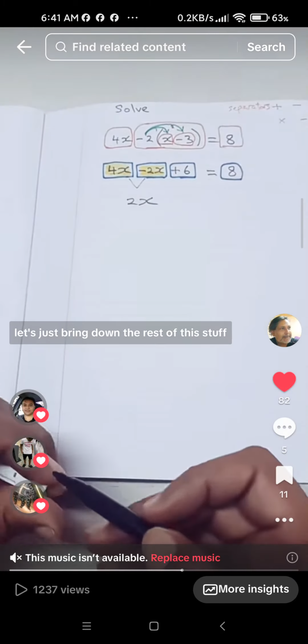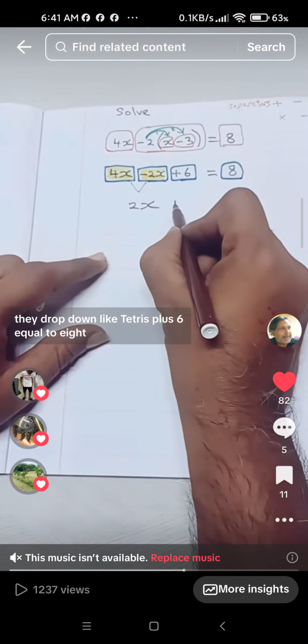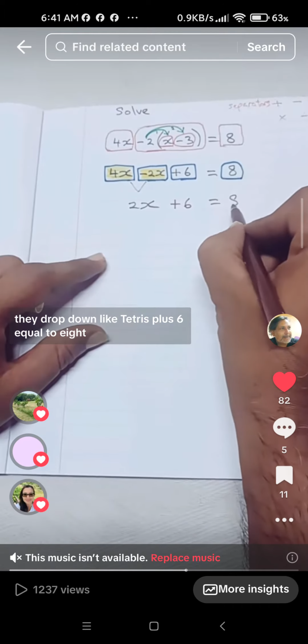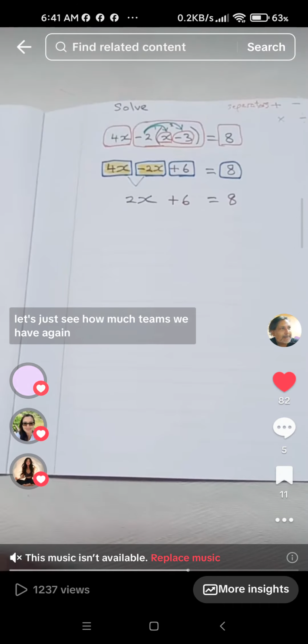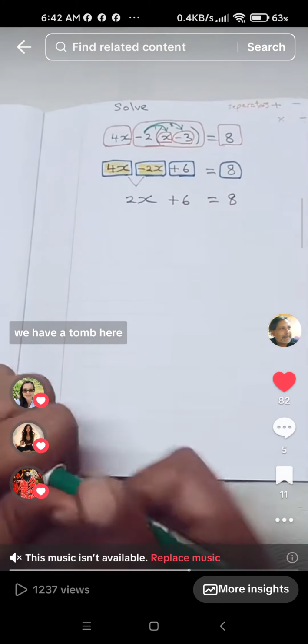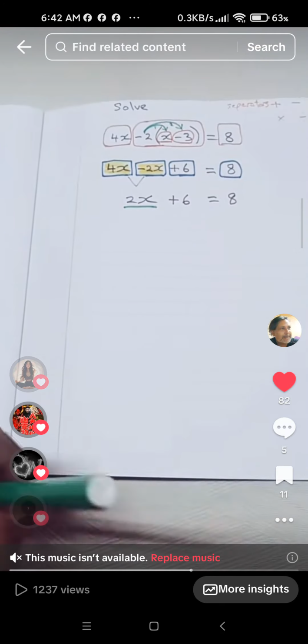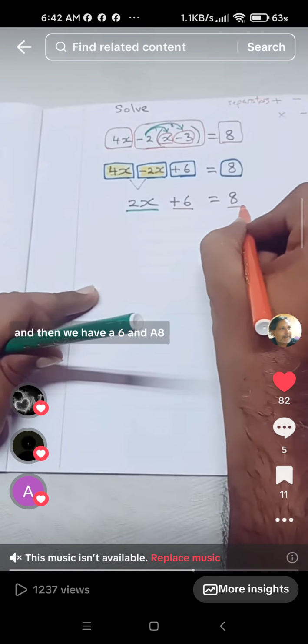Let's just bring down the rest of this stuff. They drop down like Tetris. Plus 6 equal to 8. Let's just see how many terms we have again. We have a term here, and then we have a 6 and an 8.